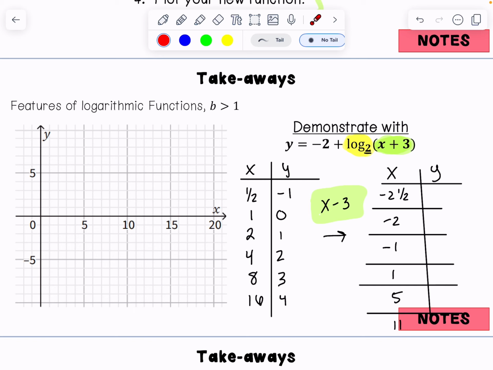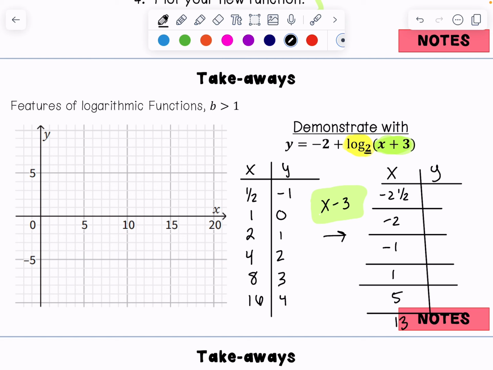So 1 minus 3 is negative 2. 2 minus 3 is negative 1. 4 minus 3 is positive 1. 8 minus 3 is 5. 16 minus 3 is most definitely not 11. Sorry, 16 minus 3 is 13.